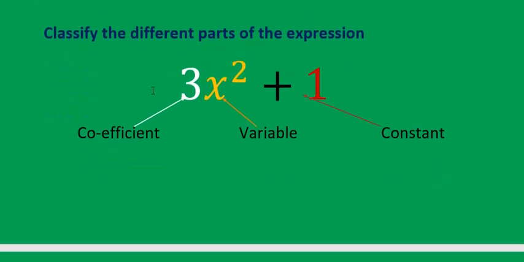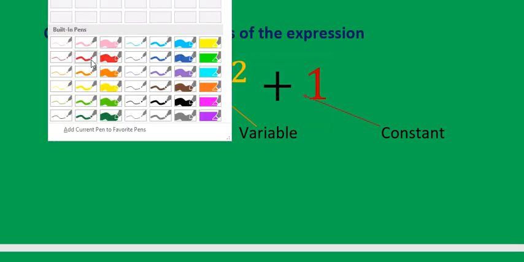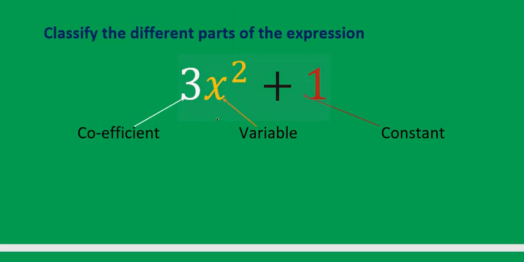The part in front of the variable, or the part in front of the letter. Remember, the letter part of the expression we call a variable because it can change. You can substitute any value into it. So the first part is called the coefficient. This is the number that comes in front of the letter. It's called the coefficient, and the letter is called the variable.